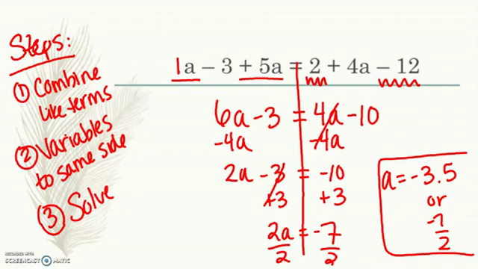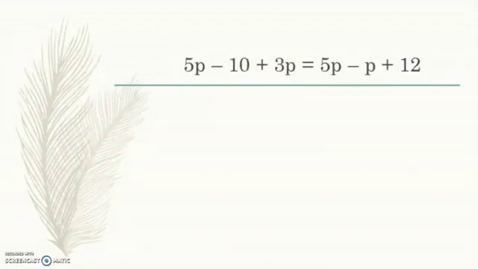Let's practice that a little bit more, and then I'll throw some other kind of weird stuff at you real quick. So pause and write this down. And then let's go ahead and solve this, right? Step 1 is to combine anything that looks alike. So on this side, I have 5p plus 3p.